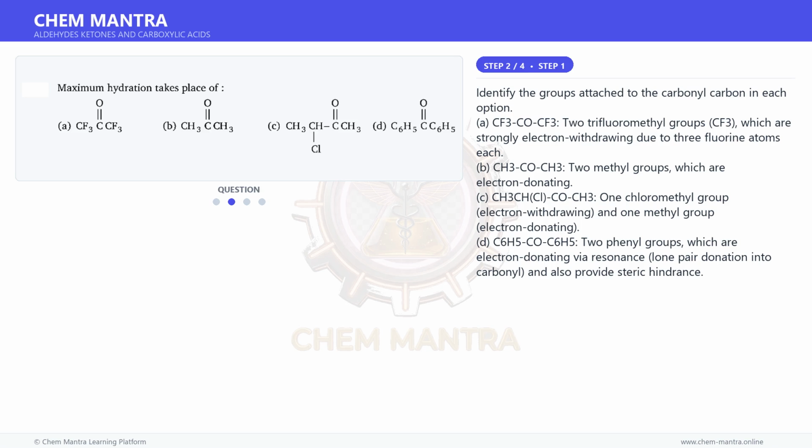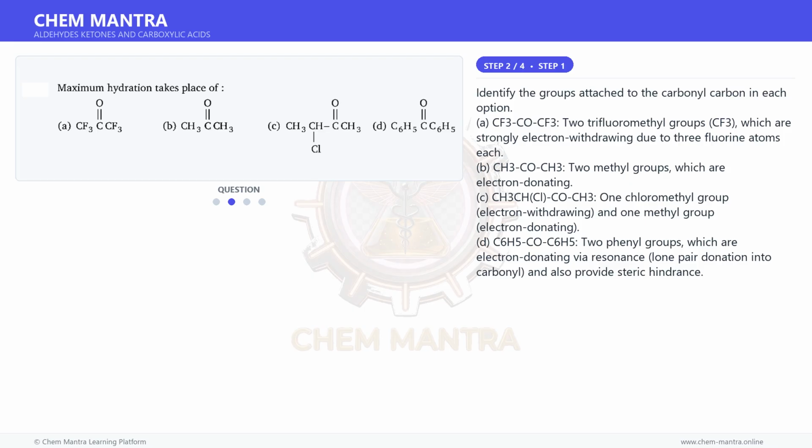Identify the groups attached to the carbonyl carbon in each option. A. CF3-CO-CF3, 2 trifluoromethyl groups, which are strongly electron-withdrawing due to 3 fluorine atoms each. B. CH3-CO-CH3, 2 methyl groups, which are electron-donating.